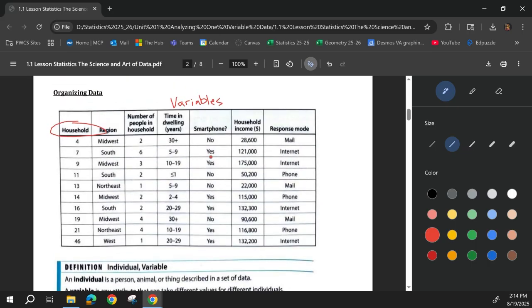But if we go up here, the ones that can be placed into categories are region, whether or not you have a smartphone, how you responded to the survey where they collected this information. Those are categorical variables. We can't measure them. You will just be part of a category based on how you answered. The others are things that have units: number of people, years, and household income. Those would be quantitative.